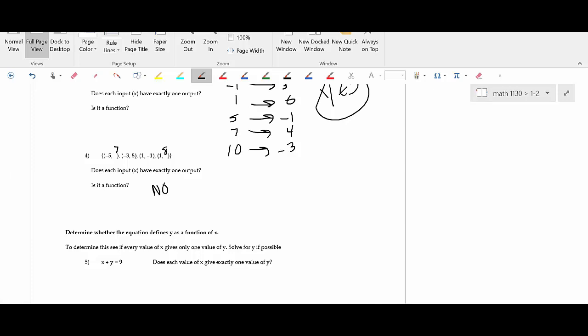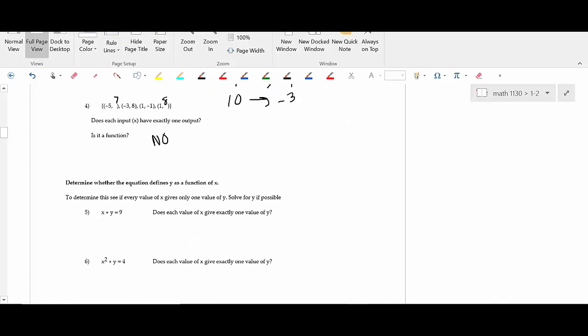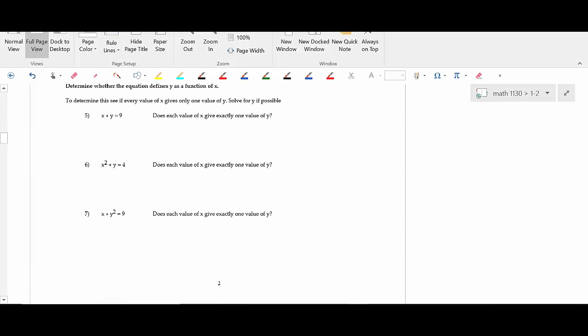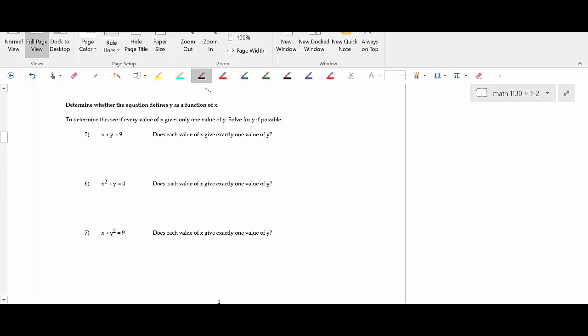Now this to me is where it's a little harder for students, this next exercise. Now you're given an equation, and we're going to see if this is a function of x. What this means is if you have an equation, you want to see if it's a function of x. You have to ask the question: if you plug in anything for x, how many y's do you get out of that?